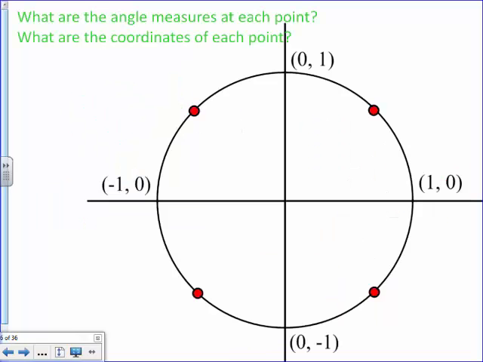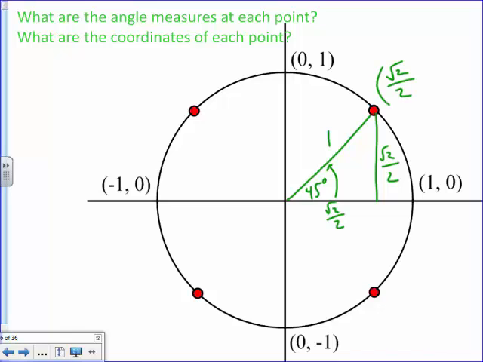So let's kind of apply that here. So what are the angle measures at each point? So if I look at this first point here, if I drew in a right triangle halfway up this piece of the circle, that would be 45 degrees. Okay, so this is 45 degrees to this point. And what would the coordinates be of this? Well, we know that the radius is 1, and we just talked about that this would be root 2 over 2, and this would be root 2 over 2. So the coordinates of this point would be, well, the x value, which is root 2 over 2, this guy right here, and then also the y value would be the exact same thing, right? Root 2 over 2. So it'd be root 2 over 2, comma, root 2 over 2. That would be this coordinate.